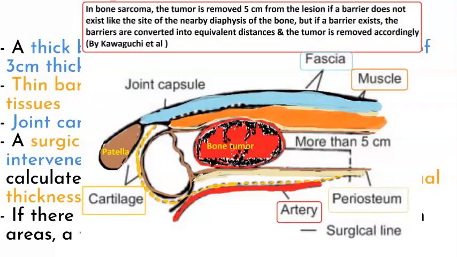This is a picture of the bone tumor at the distal end of femur. In bone sarcoma, the tumor is removed 5 cm from the lesion if a barrier does not exist, like the site of the nearby diaphysis of the bone. But if a barrier exists, the barriers are converted into equivalent distances and the tumor is removed accordingly, by Kawaguchi et al.